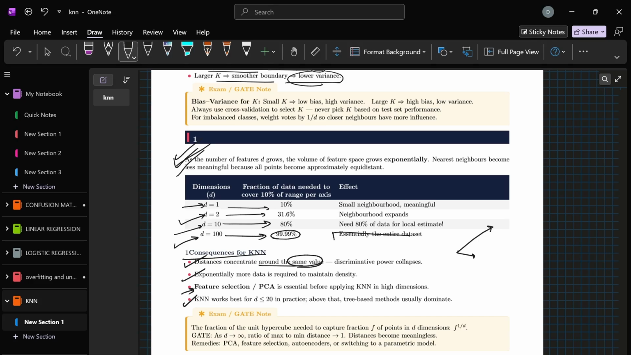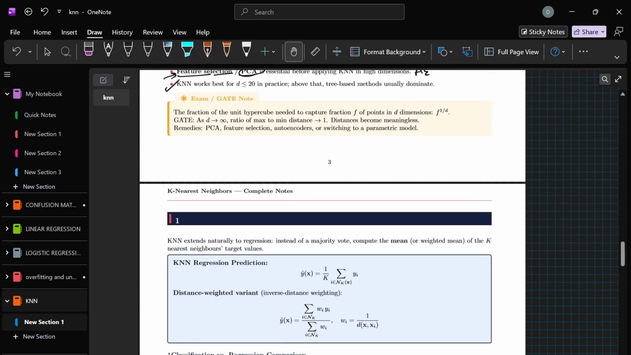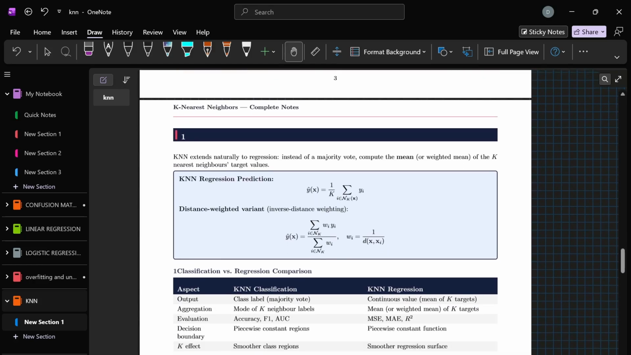Okay, so now here comes how you can solve it. Before applying KNN to high dimensional data, reduce dimensions using PCA, feature selection, or an autoencoder, or switch to a parametric model that can handle high dimensions better.